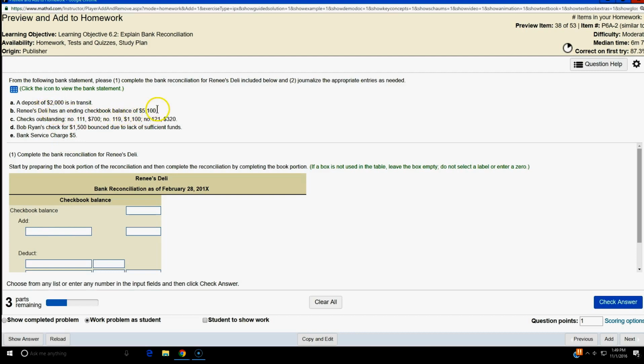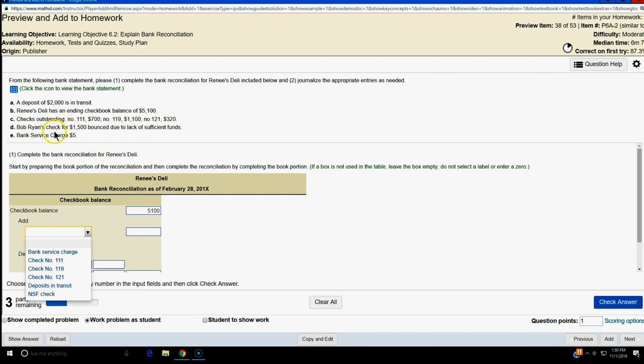This is the checkbook balance right here. So you'd put the $5,100 right there. And I don't think that there are any items that I see here, deposit in transit, that's already inside your cash account, and your outstanding checks have already been written and subtracted and are reflected in that balance. So I don't see any additions.